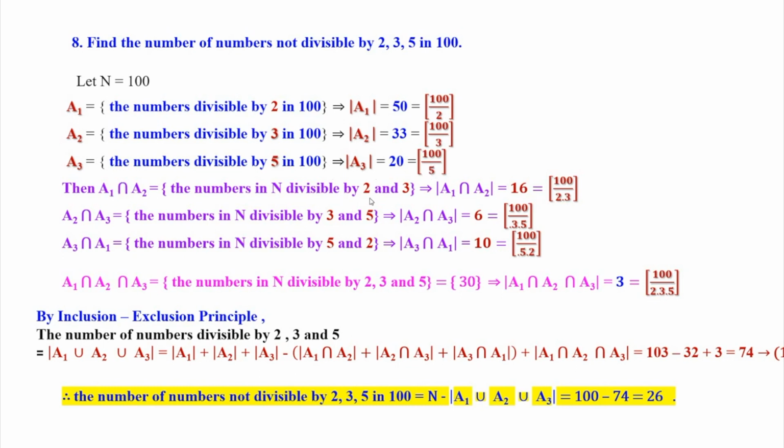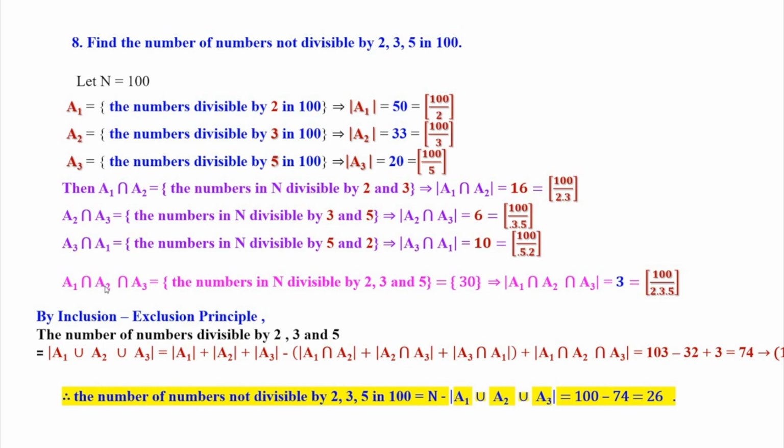When we have the intersection, this denotes the set of all numbers in n divisible by both 2 and 3, and here n is taken as 100. So it will again be the integral part of 100 by 6, that is 16, and then for 3 and 5 you have 100 by 15. So again the integral part is taken, and for this one 100 by 10, that is exactly 10.